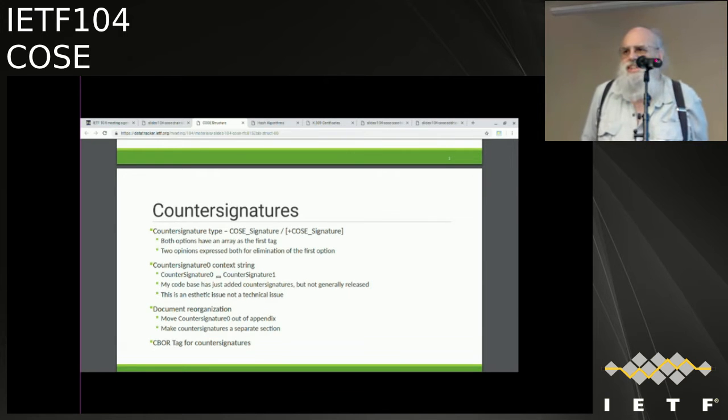Francesca Palombini, personal opinion, I'd like to have it its own separate section rather than under signature. Of course, you're going to reference the signature section, but I think when you're looking for that, it's simpler to find. I think I know what I'm doing there.